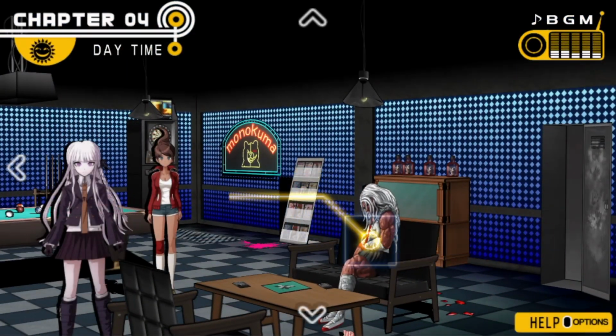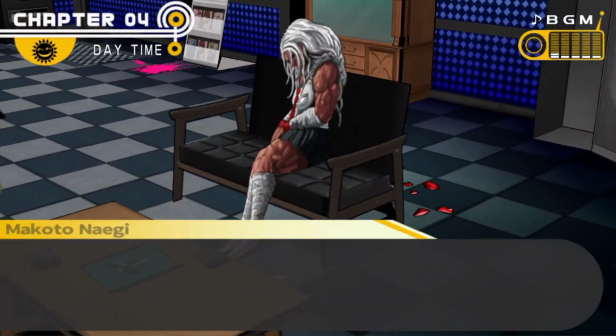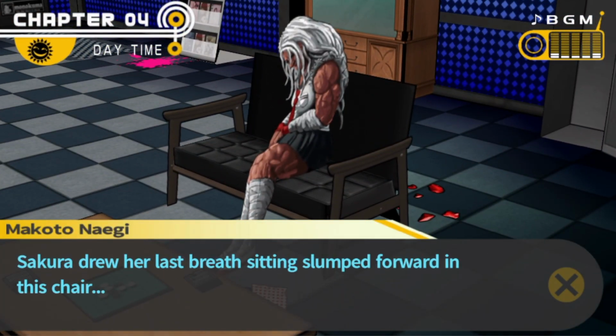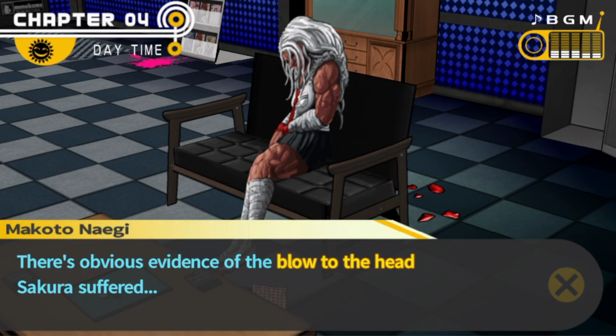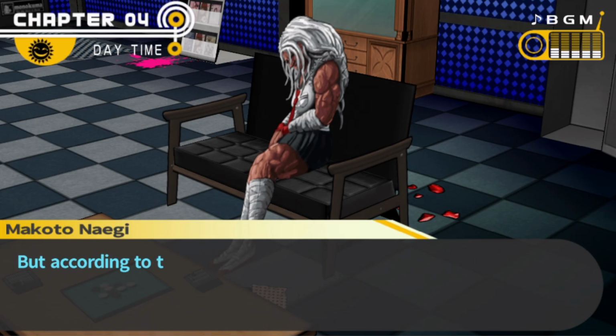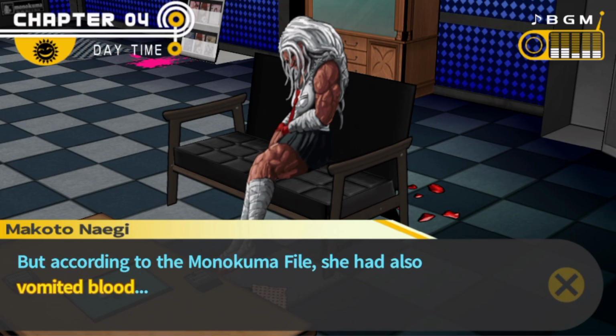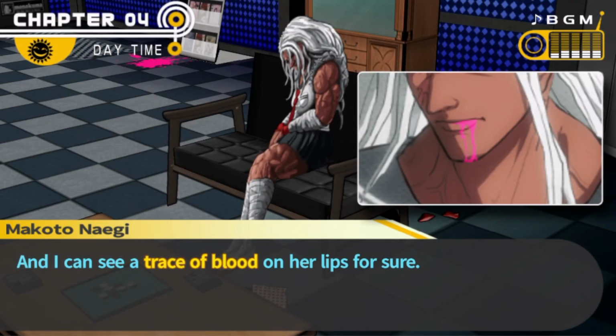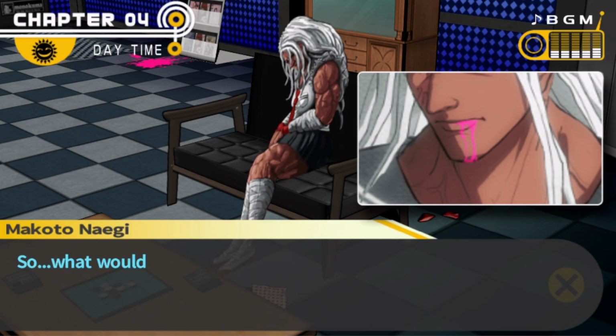Yeah, there's still all kinds of different magazines. Oh, there's something in front of her too. Sakura drew her last breath sitting slumped forward in this chair. There's obvious evidence of a blow to the head. Normally, I wouldn't have any problem believing that's what killed her, but according to the Monokuma file, she had also vomited blood. I can see a trace of blood on her lips for sure.